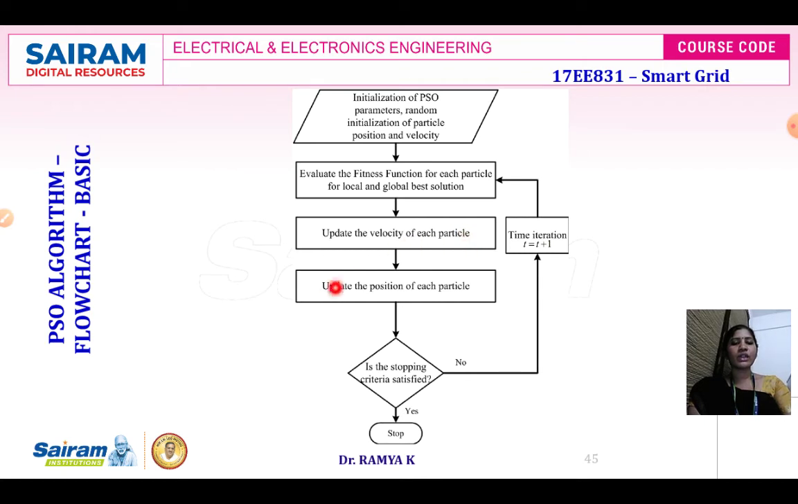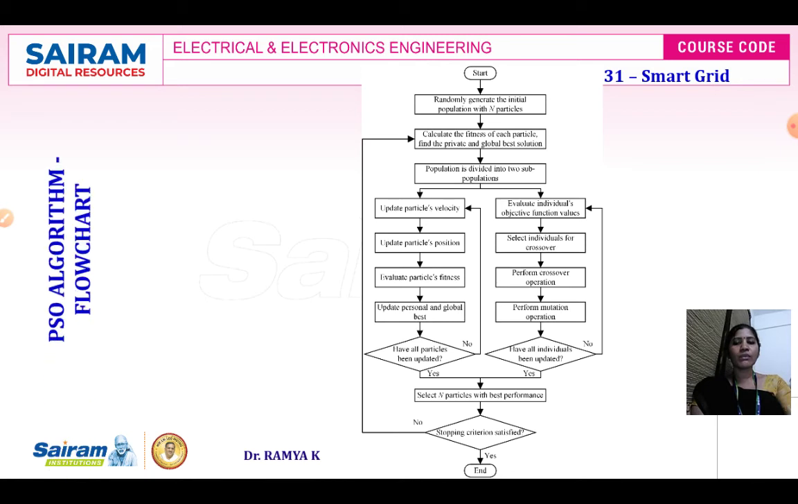When the velocity vector is updated, its position vector will also be rearranged. Then we need to check whether the required output is obtained or not. If obtained, we have to stop. If not, again we have to go for the next iteration. This is the simple general process that takes place in particle swarm optimization.